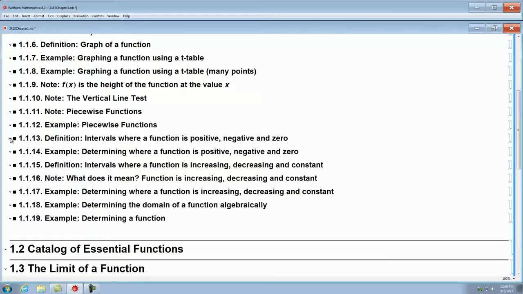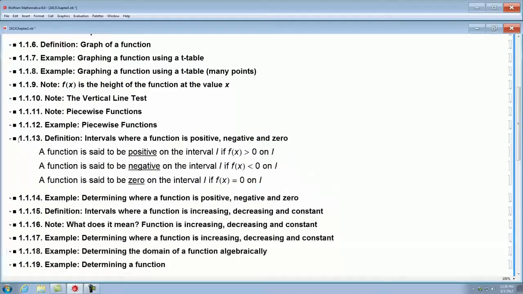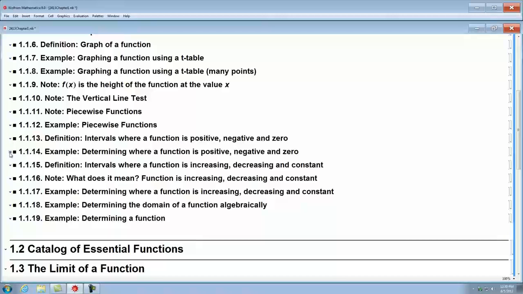All right. Definition. Intervals where a function is positive, negative, and 0. A function is said to be positive on an interval I if the function is greater than 0 there. Remember, f of x is the height of the function. So if the height of the function is greater than 0, or positive, then the function is said to be positive there. If the height of the function is negative, or below the x-axis, then we call it negative on that interval. And if the function is 0 on some interval, then it's said to be 0 there. Here's an example.